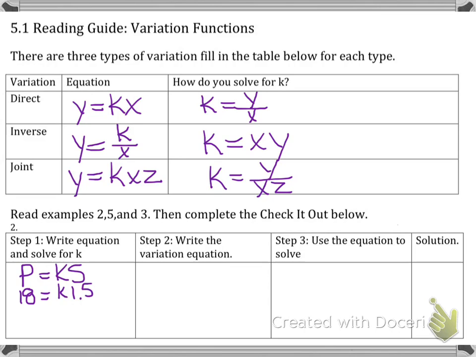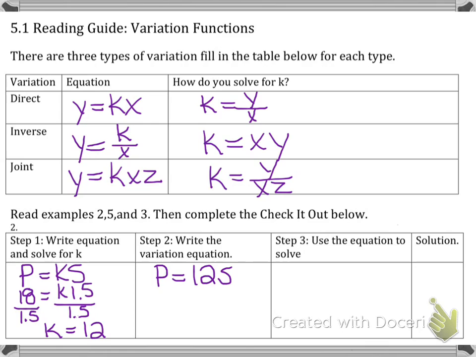We're going to use this equation to solve for k by dividing both sides by 1.5 to find our constant of variation, or find k. So in this case, k equals 12. Now I can write a variation equation that satisfies the perimeter for this regular dodecagon in terms of its side. So we're going to go ahead and take P for our perimeter of our dodecagon equals our k, which is 12, times s. That's our equation for our variation.